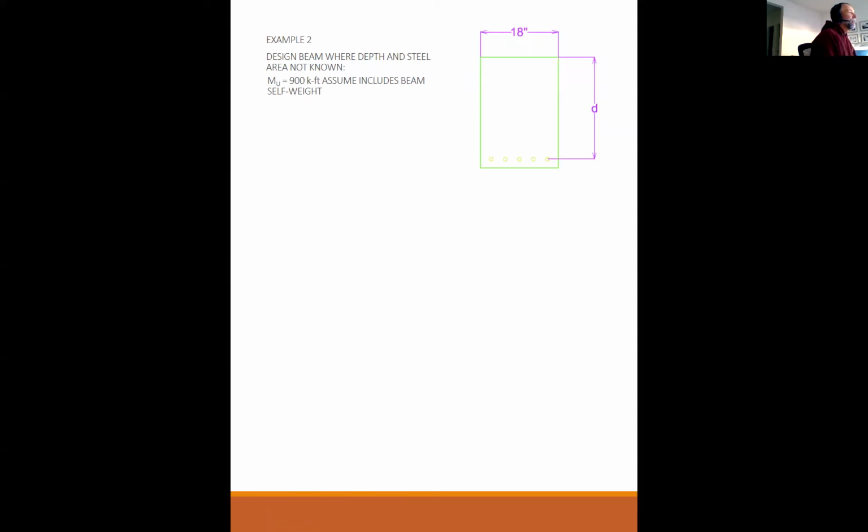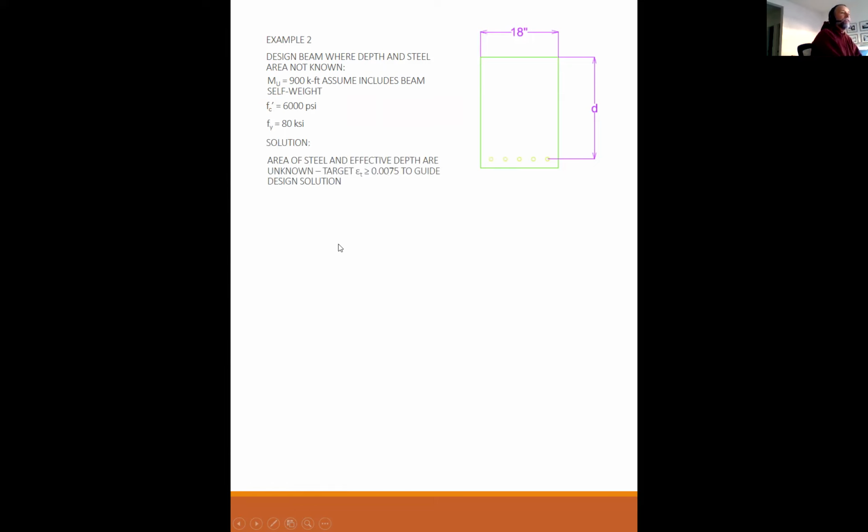This is an example of how I'm going to do this in the future. If you see just M sub U equal to 900 kip-feet, you can assume that includes the beam self-weight, so there's no further factoring required. I've already given you the factored load. F prime C is 6,000 PSI. Fy, we're going to use 80 KSI steel for this one. And our solution.